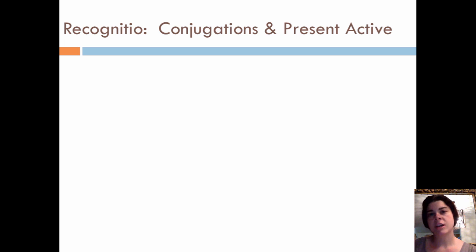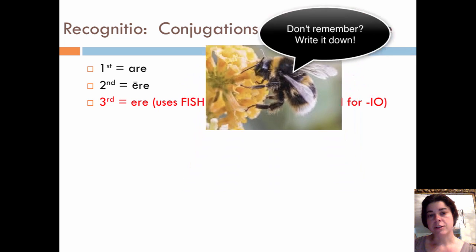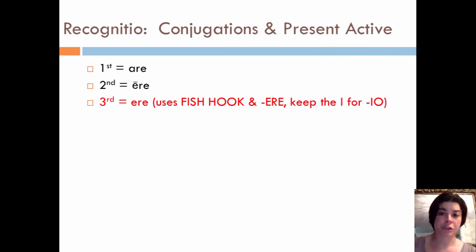So remember, you discover which conjugation a verb belongs to based off of the second principal part of the verb. First conjugation is -are, second is long -ere, third is short -ere, which uses the fishhook and takes off the entire -ere, and then you keep the I for -io verbs. And then fourth is -ire, which uses a -unt in third plural.